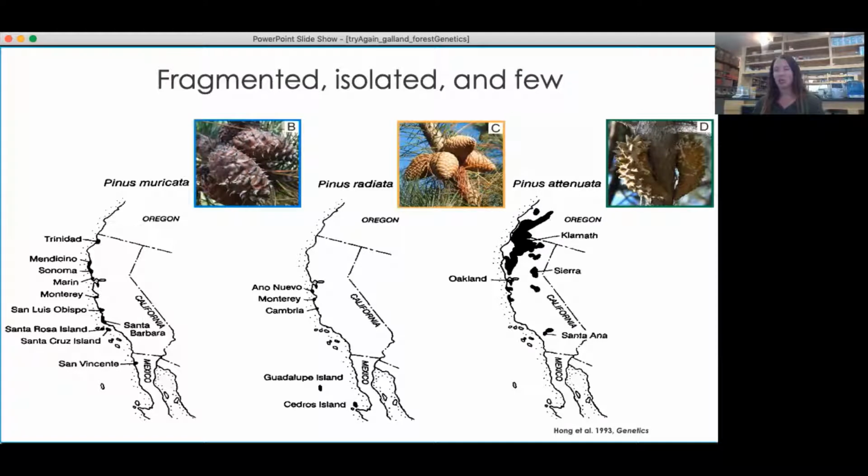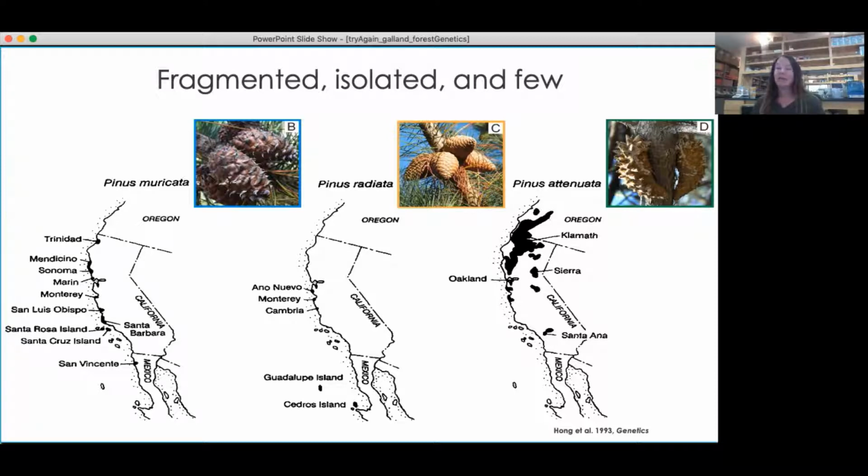They presently occur only in a few severely fragmented populations, with P. radiata and muricata limited to foggy maritime habitats along the coast, and attenuata scattered in stands extending from the coast inland into some subalpine habitat. Little to nothing is known regarding the levels of genetic differentiation among species and across populations, or how genetic variation is structured across environmental and geographic space.